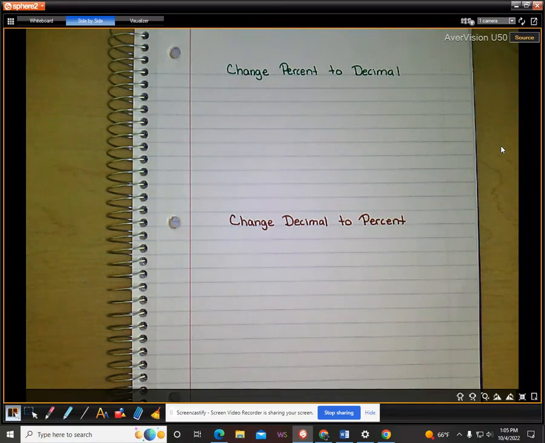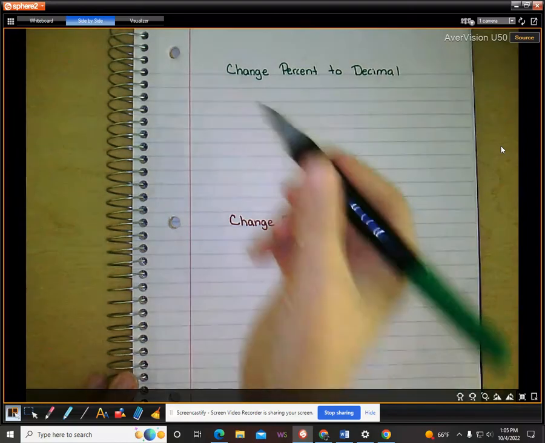Luckily, changing from a percent to a decimal and changing from a decimal to a percent does not require math computation. It can, but there's a much easier way to do it without. So that's what we're going to look at today. Jeremiah and Malik, would you mind closing your computers for me? Thank you. All right, so first one we're going to look at, writing a percent as a decimal.